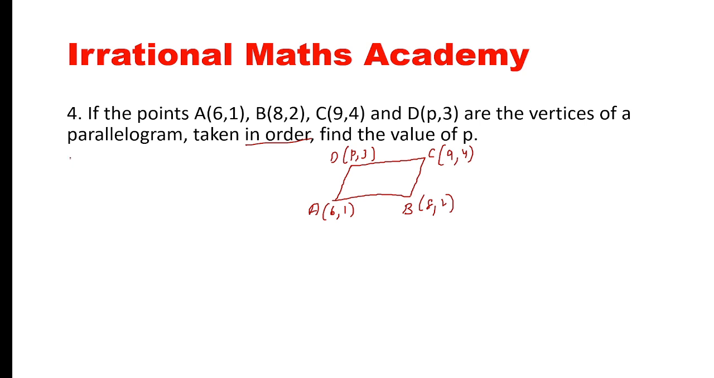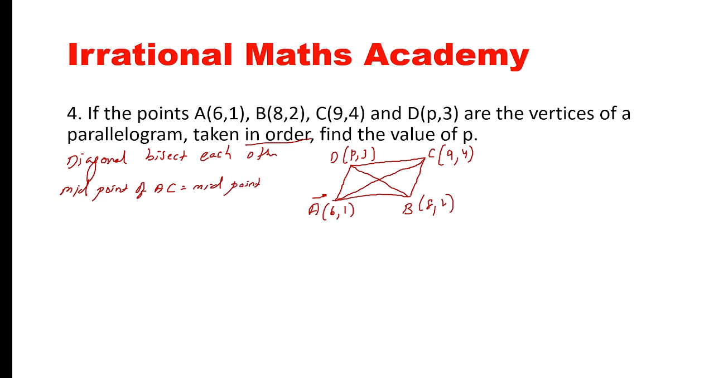Okay, so same thing. What is the property? Diagonals bisect each other. So diagonals bisect each other means the midpoint of AC and the midpoint of BD are equal. Midpoint of AC equal to midpoint of BD.